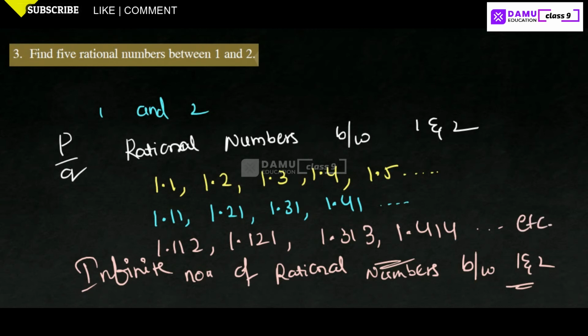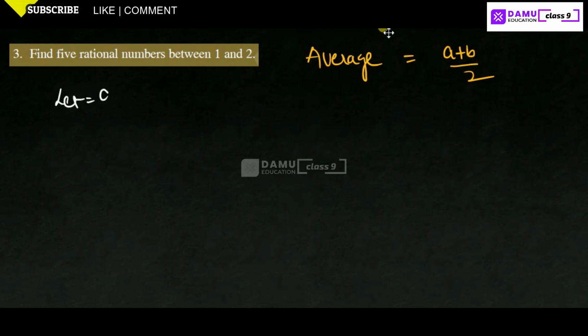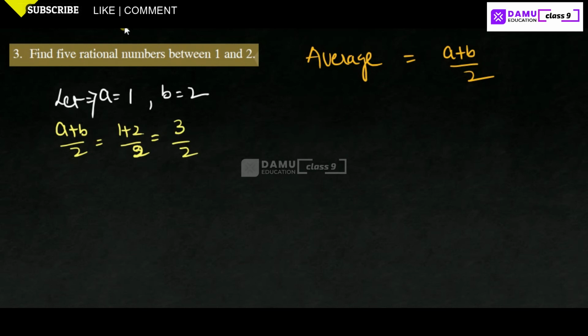Or another method is we can go with 1 and 2 using the average. The average we are going to calculate is a plus b by 2. Here a and b are numbers; let a be equal to 1 and b be equal to 2. The rational number between them is a plus b by 2, that is 1 plus 2 by 2, which is 3 by 2. So we have 1, 3 by 2 and 2.